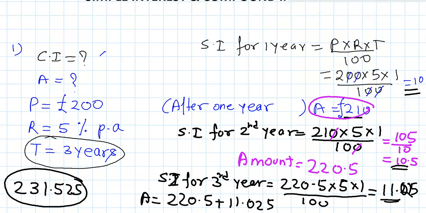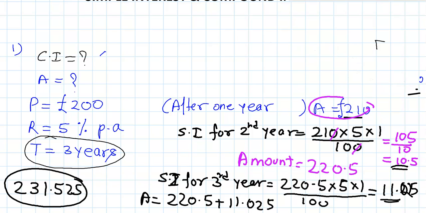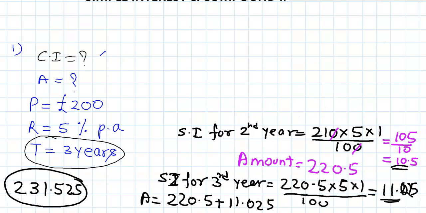So we got the amount as 231.525. So what will be the compound interest here? What will be the compound interest here, guys? So I'm writing compound interest here.